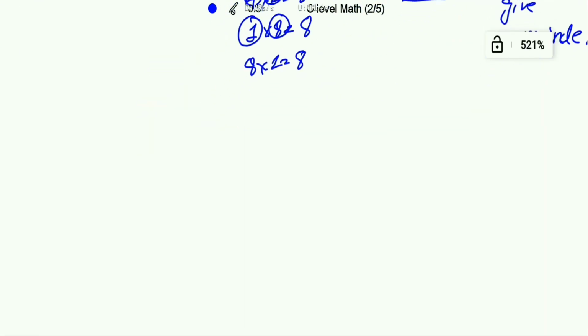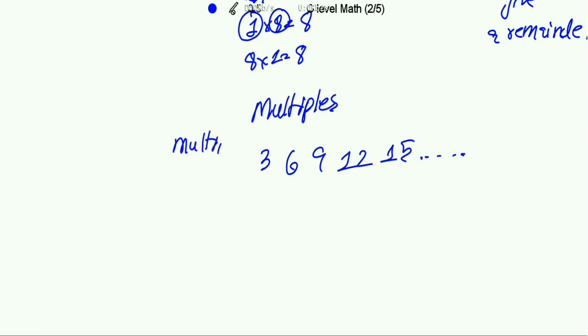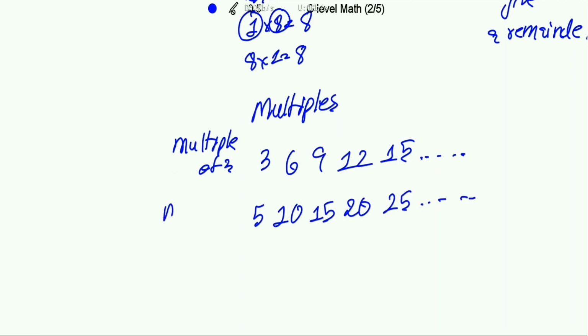Moving on to multiples. What are multiples? Multiples are multiplication. Let's say that I want to know the multiples of 3. So 3 1s are 3, 3 2s are 6, 3 3s are 9, 3 4s are 12, 3 5s are 15, and so on. So these are multiples of 3. Let's say I want to know the multiples of 5. 5 1s are 5, 5 2s are 10, 5 3s are 15, 5 4s are 20, 5 5s are 25, and so on. So these are multiples of 5. Okay, so we have understood it.